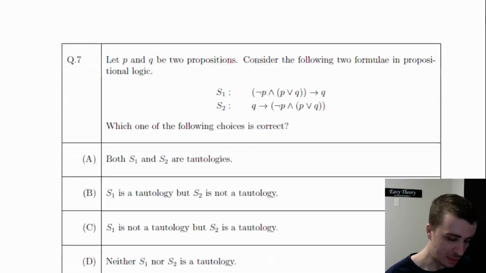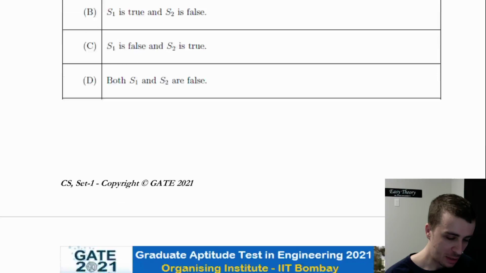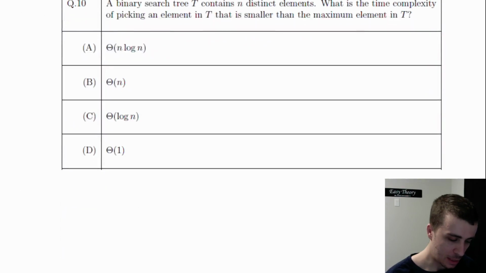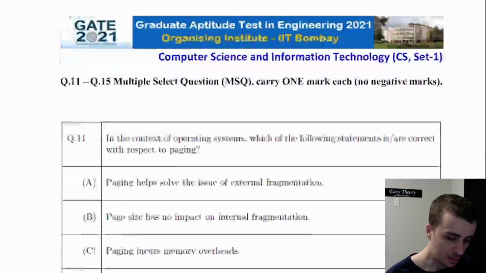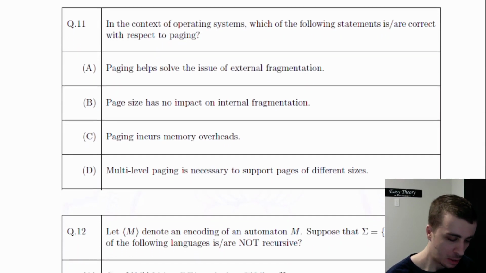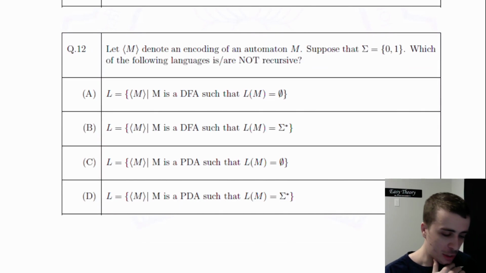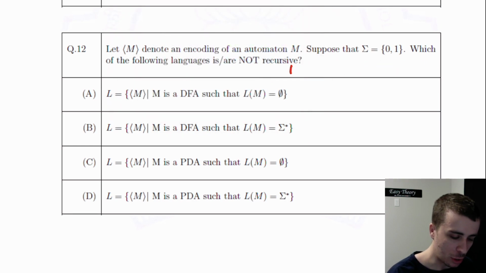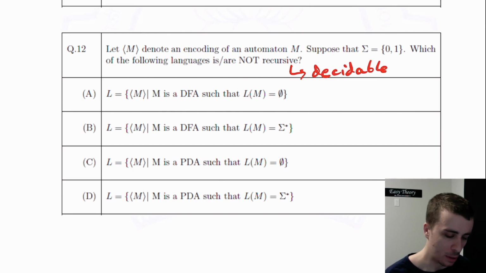Q6 is not theory. Q7 is not theory, not theory, and not theory. There's time complexity, so it is complexity theory, but not theory of computation. Okay, so let M denote an encoding of an automaton M. Suppose the alphabet is 0, 1. Which of the following is not recursive? So recursive is another word for saying decidable. It's the same word. So we're just asking which of these is not recursive.